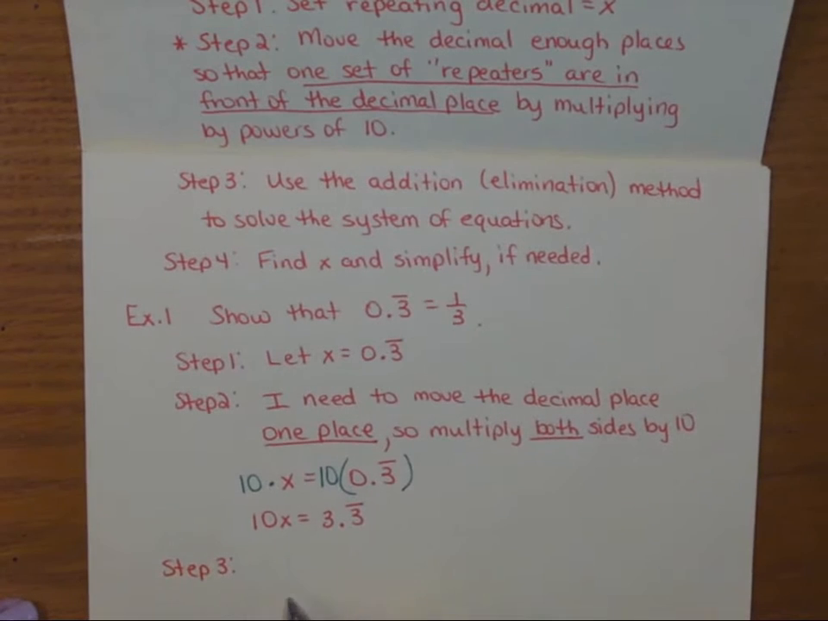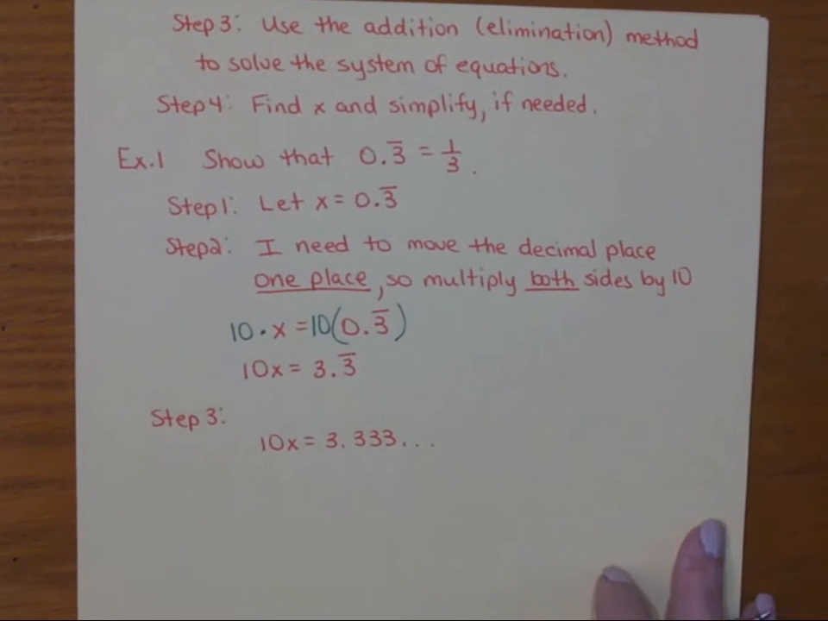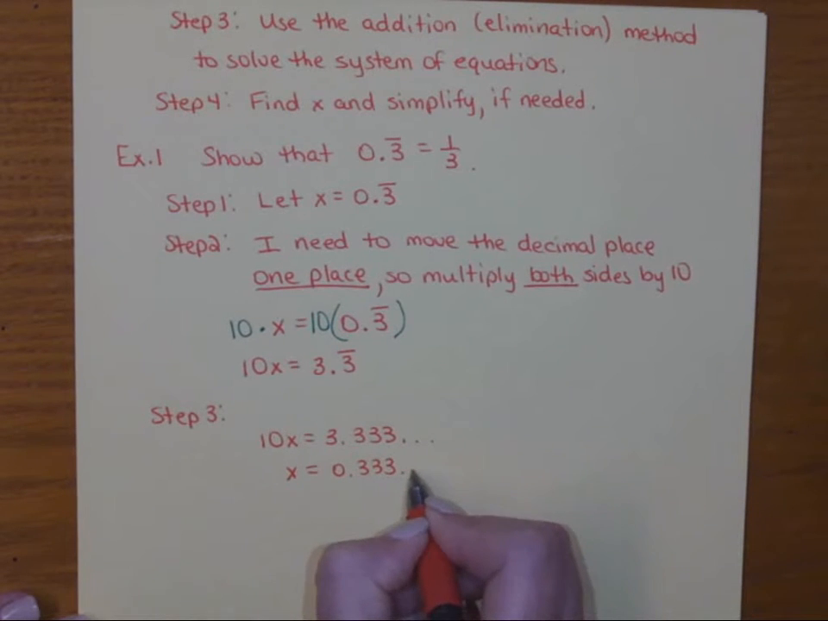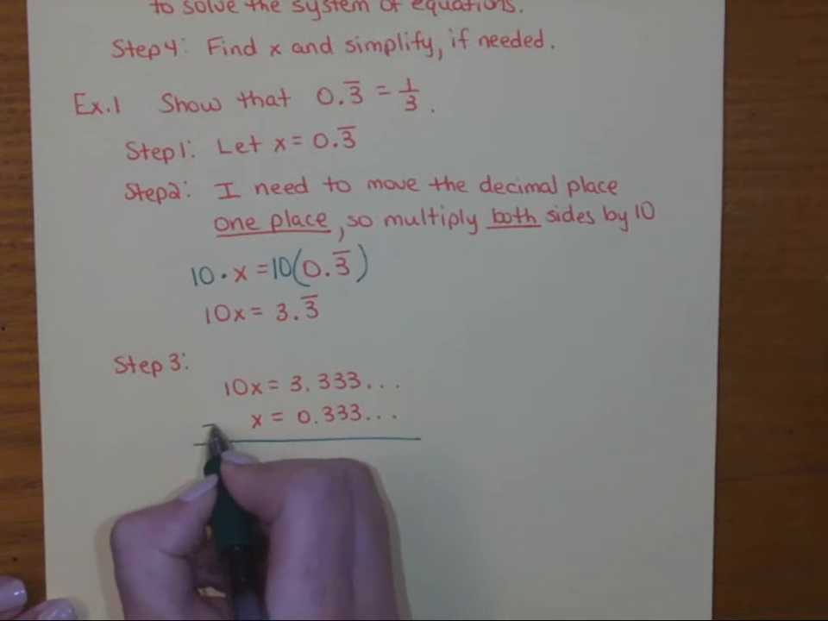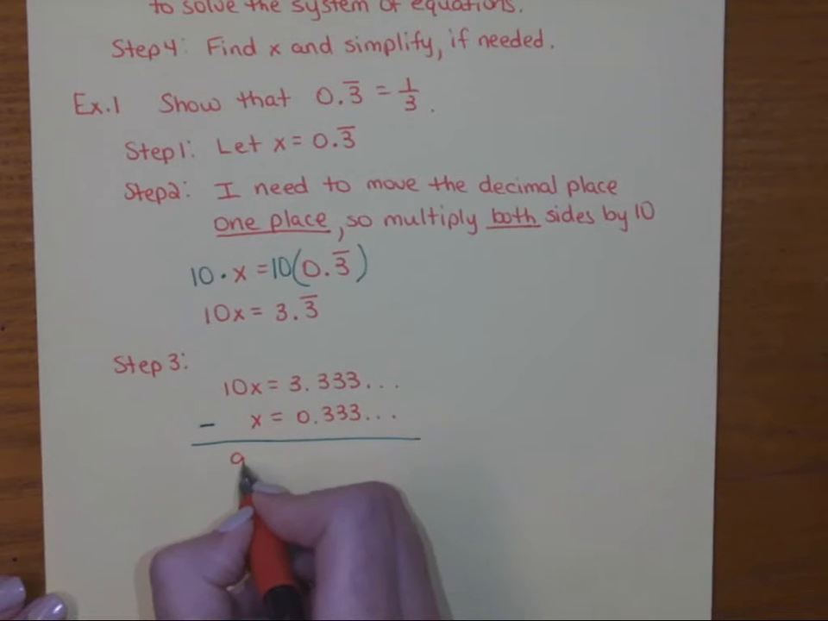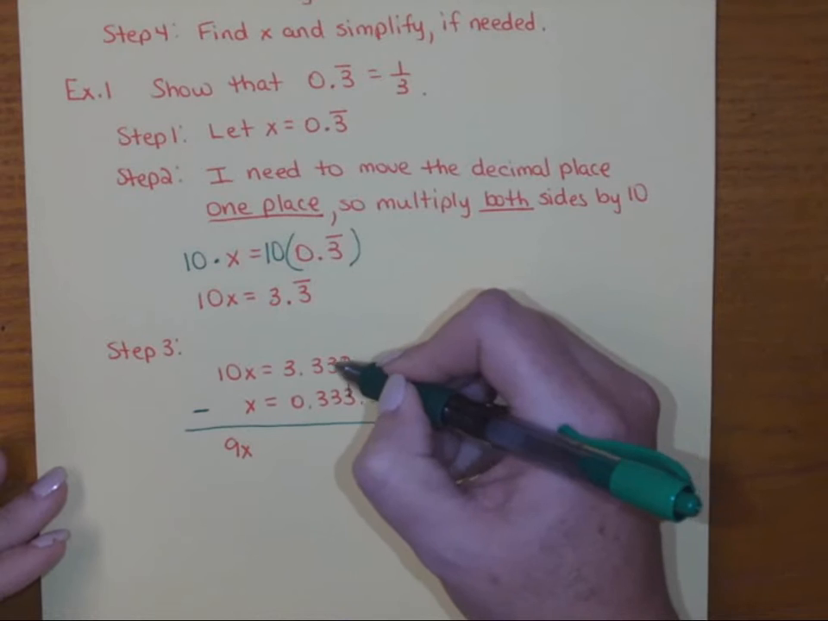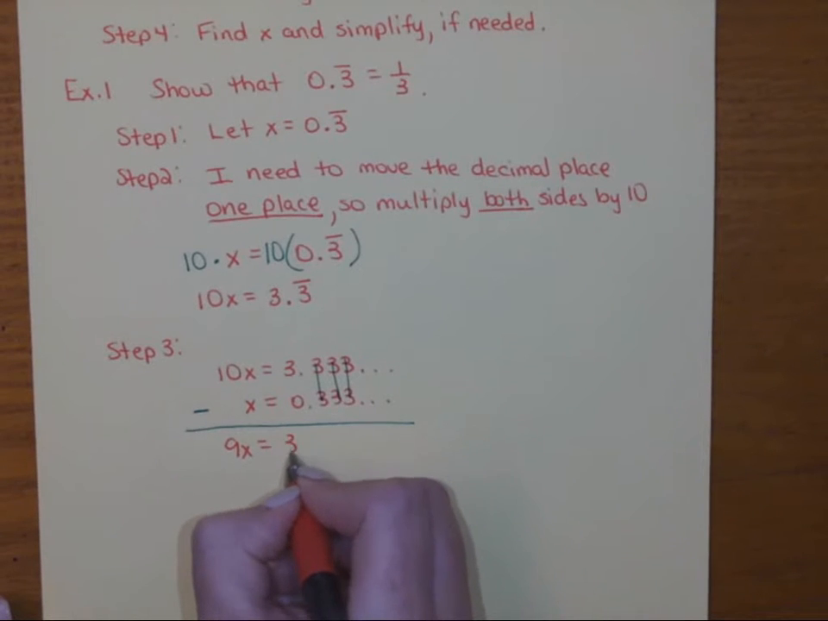So step 3 is you're going to line up what you got in step 2. And just for good measure, I'm going to write this out, that it's actually 3.333 forever and ever. And under that, I'm going to line up my original step 1, 0.333. Notice that the dots that I put there are actually significant, implying that this goes on forever and ever. So if we use the elimination method, we can actually add or subtract both sides of the equation as long as we do it correctly. So 10x minus x is 9x. Notice what happens nicely here. If I line all these up and I subtract, all of these are going to get canceled. Okay, so all the 0.3's are going to get canceled from both sides. And then 3 minus 0 is simply 3.